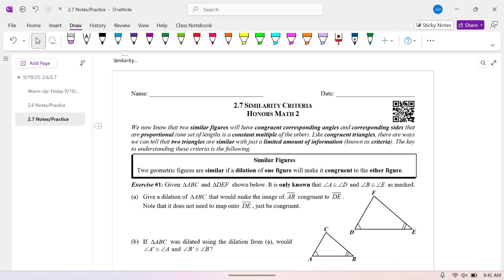So, similarity criteria, we already talked about this a little bit already. Two similar figures will have congruent corresponding angles and corresponding sides that are proportional. So one of the set lengths is a constant multiple of the other. Like congruent triangles, there are ways that we can tell two triangles are similar with a limited amount of information known, as the criteria.